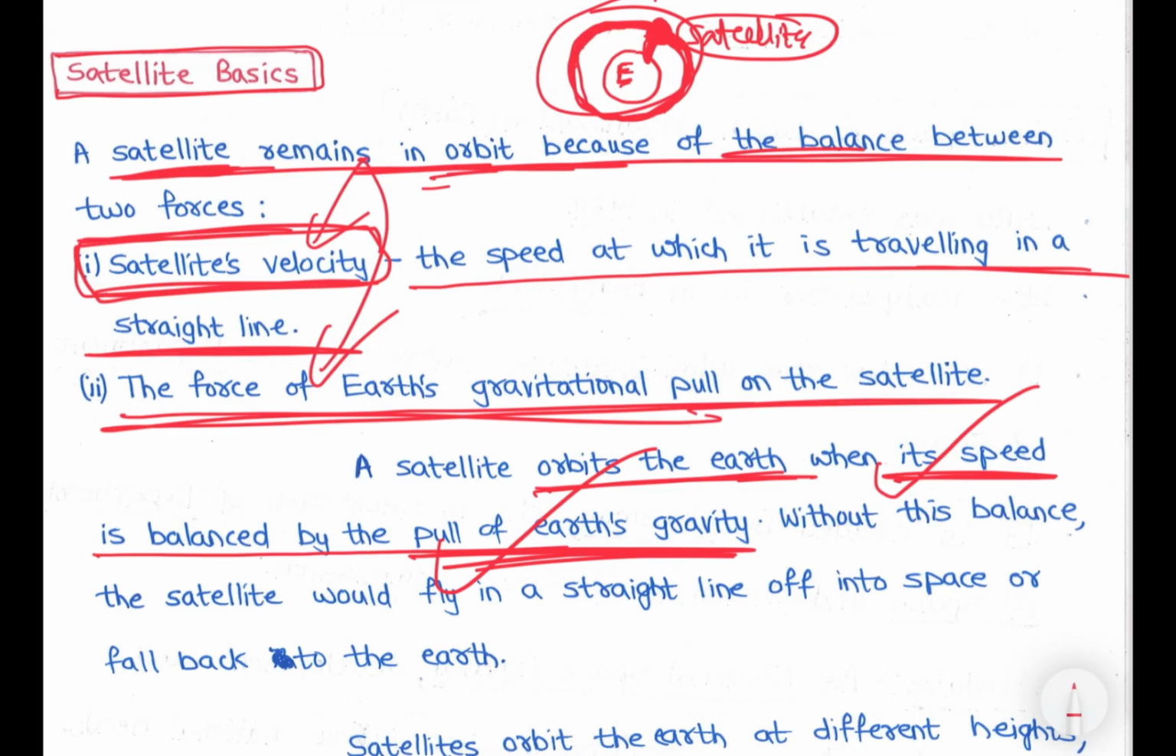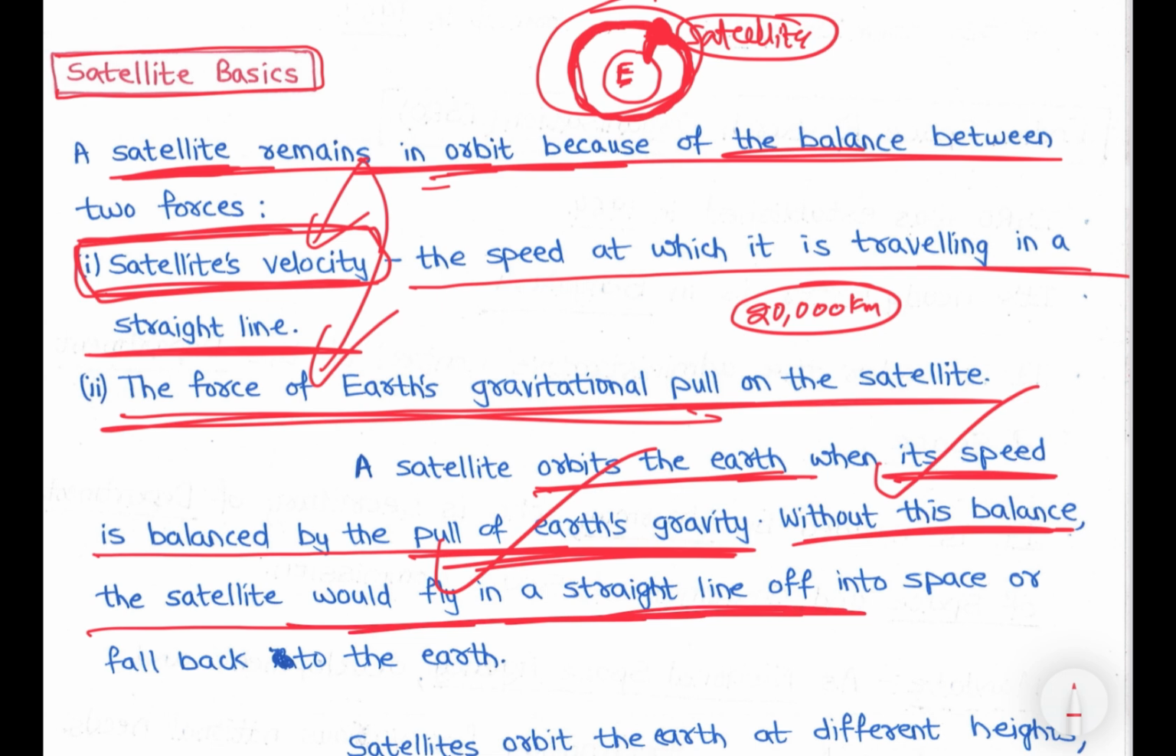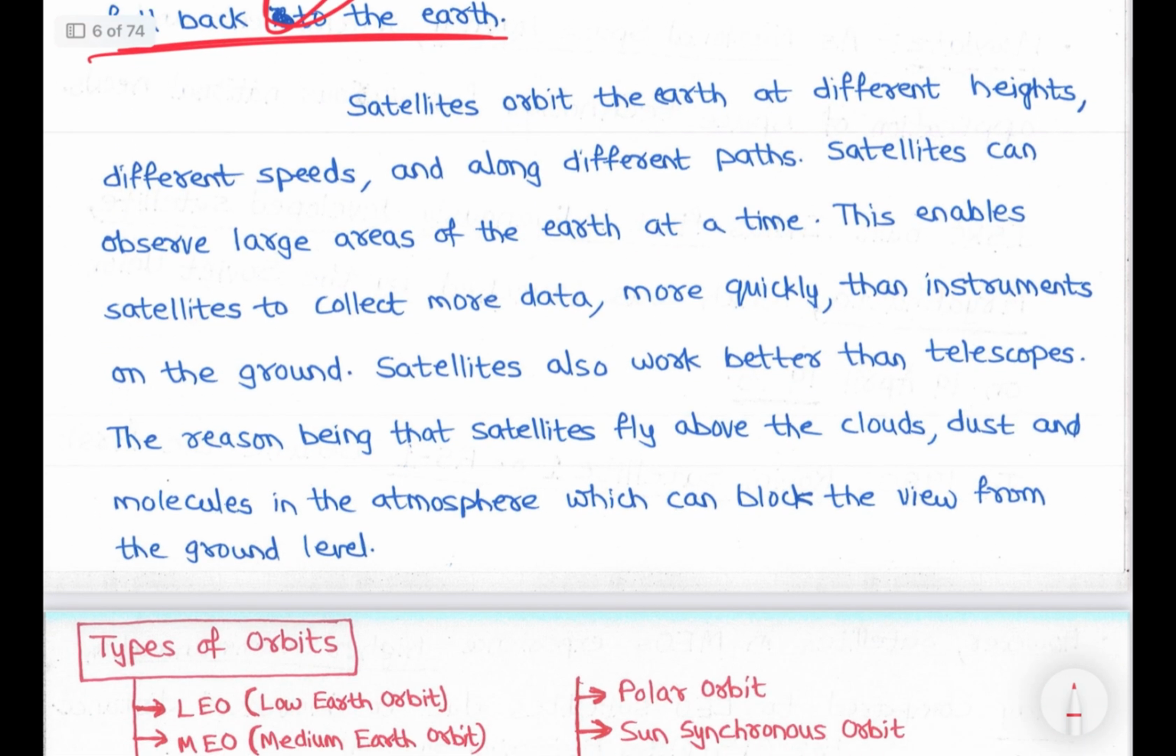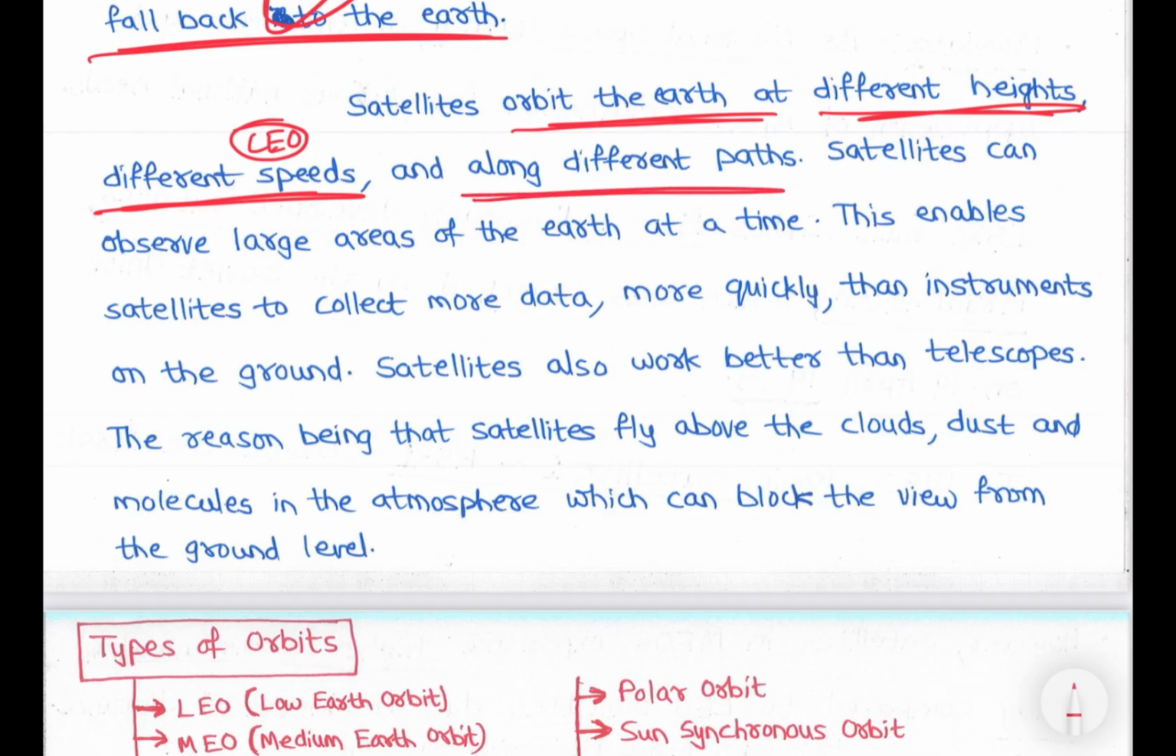एक optimal स्पीड है, that is somewhere between 20,000 kilometers, इस स्पीड में घूमना चाहिए. So without this balance, the satellite would fly in a straight line off into space or fall back to the Earth. Then satellites orbit the Earth at different heights. All these we will be studying, different speeds. ऐसा नहीं है कि एक ही स्पीड में रखे. We will be studying, जैसे Low Earth Orbit में ये ज्यादा स्पीड में घूमेंगे, higher Earth orbit में कम स्पीड में घूमेंगे. And along different orbits we will be studying.